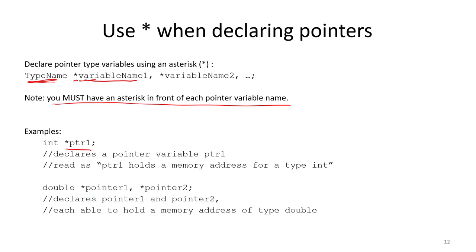For example, here, to declare a pointer variable named ptr1, I write int asterisk ptr1. This is read as ptr1 holds a memory address for a type int. If I want to declare two double type pointers, I can say double asterisk pointer1 asterisk pointer2. Each of these, pointer1 and pointer2, will be able to hold a single memory address of type double.